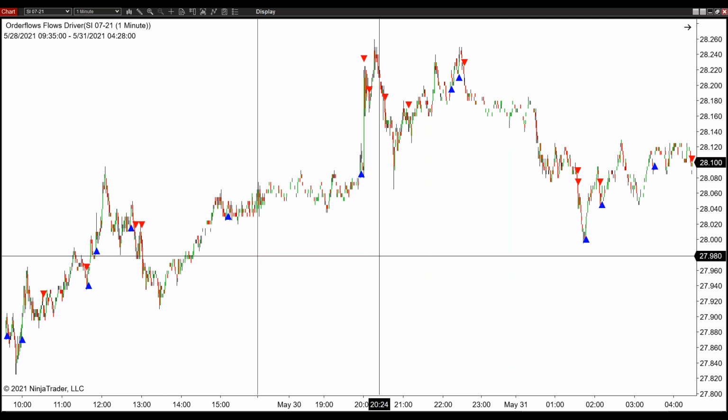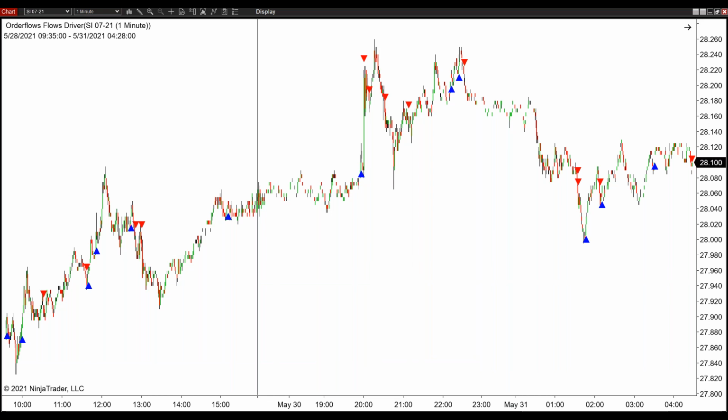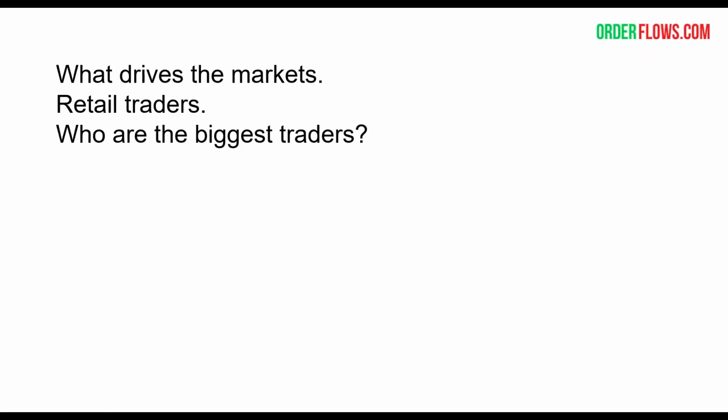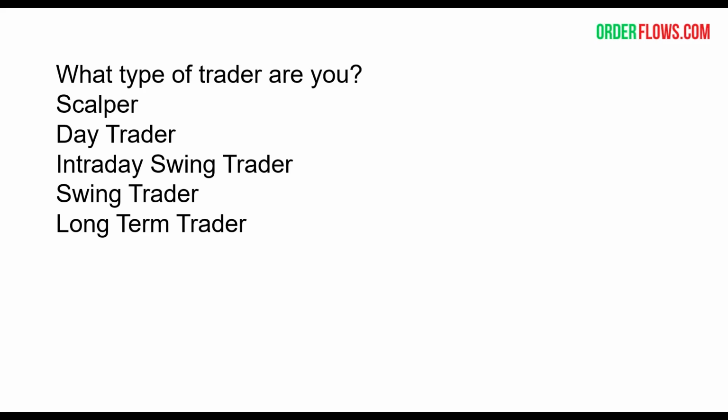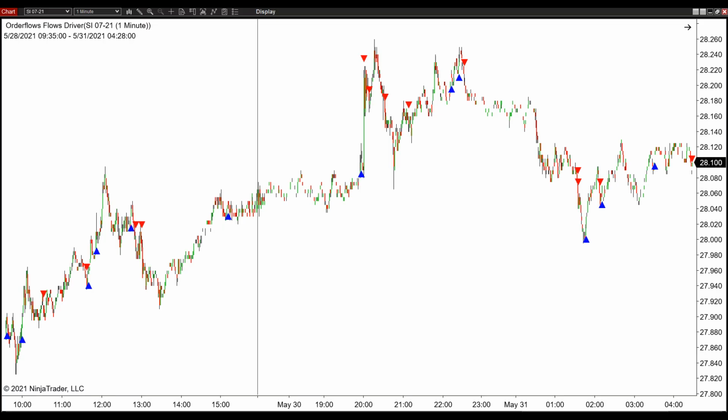And again, that's why I say understand what type of trader you are. FlowsDriver is not for a swing trader. If you find yourself as a long-term trader, swing trader, or even intraday swing trader, this is not for you. I'll be honest with you, so don't waste your time. But if you're a scalper or a day trader, you're going to find this tool very helpful, a big addition to your trading.